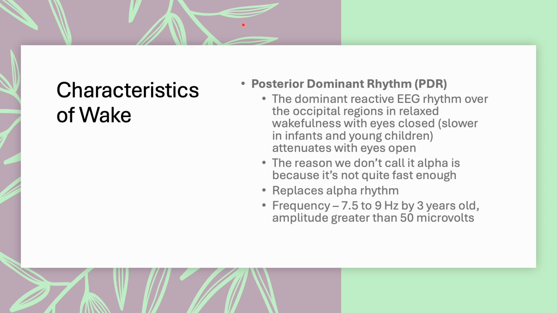The amount of intermixed slowing decreases and its frequency increases with increasing age. This just means the PDR begins to get slower and slower as the patient begins to be more and more drowsy.